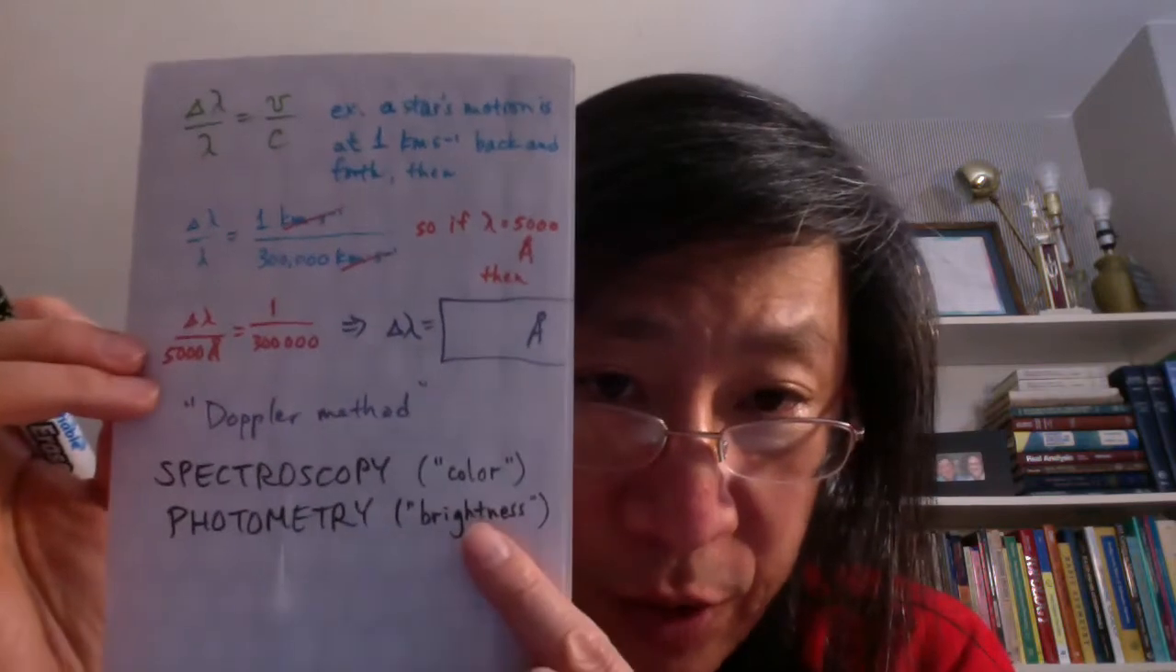Something else you can use, which is actually different, is measuring how bright something is, not just what color it is. That's called photometry. So photometry is measuring the brightness of something, whereas spectroscopy might be measuring the color of something. Does that make sense? So how do we use photometry to figure out whether or not a star has a planet orbiting it?